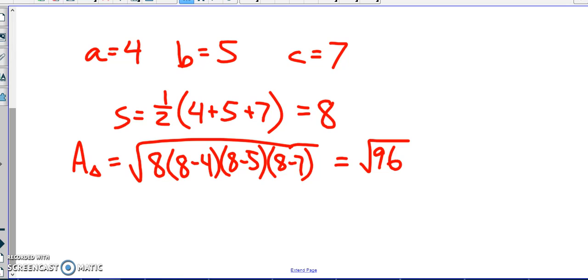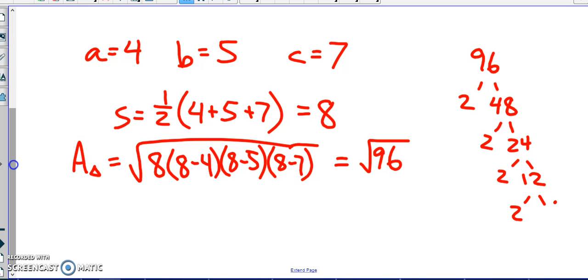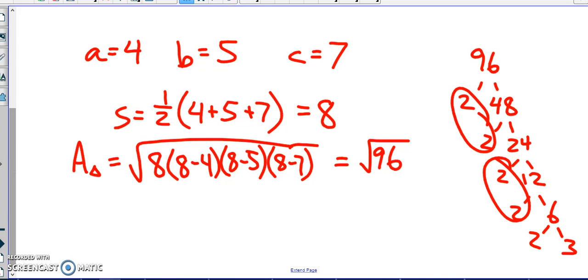And of course, you could break that down. So you've got 96, 2 and 48, 2 and 24, 2 and 12, 2 and 6, 2 and 3, which gives 4 square roots of 6. And that is how you find the area of a triangle, if you don't just use 1/2 base times height. See you guys later.